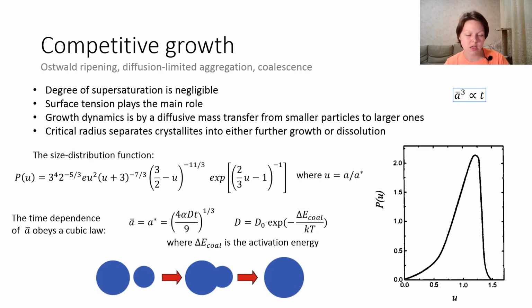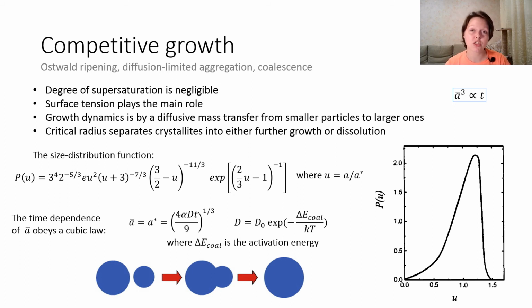According to the theory, at this stage, no excessive ions exist in matrix anymore, and the total mass of the semiconductor phase is considered to be constant. Under these conditions, the surface tension becomes very important. A decrease in the surface between a crystallite and a matrix gives rise to a decrease in the free energy of the system. It means that growth dynamics is now determined by a diffusive mass transfer, and critical radius separates crystallites into two groups, either for further growth or for dissolution.